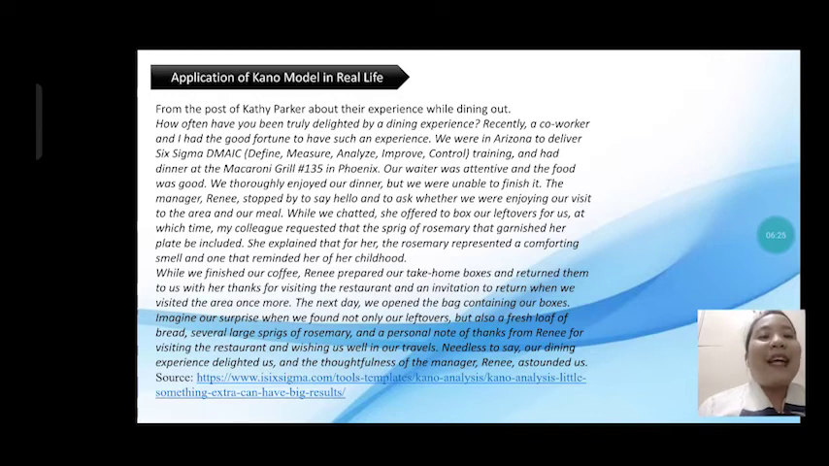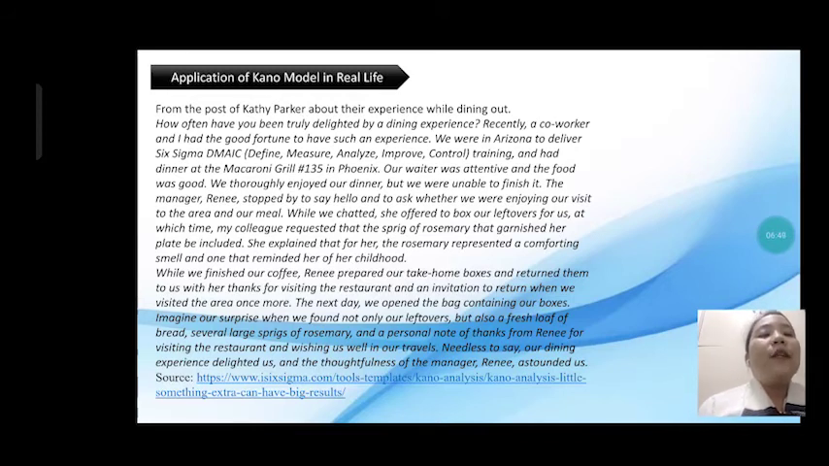She explained that for her, the rosemary represented a comforting smell and one that reminded her of her childhood. While we finished our coffee, Renee prepared our take-home boxes and returned them to us with her thanks for visiting the restaurant and an invitation to return when we visited the area once more.